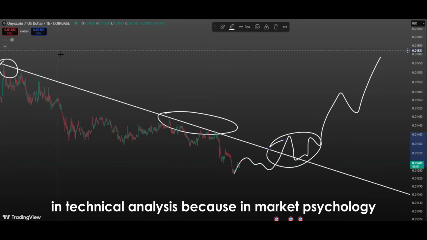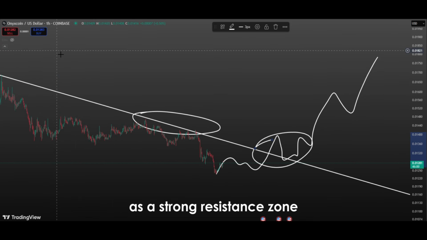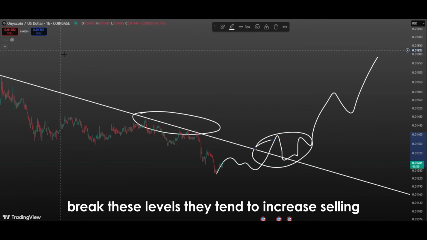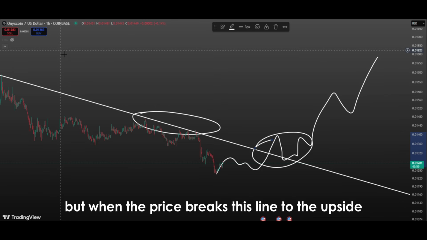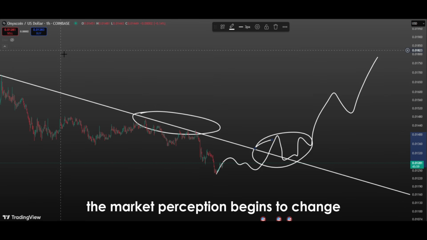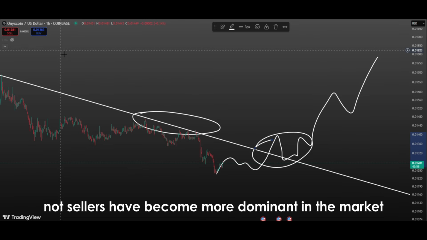in market psychology, the downtrend line is considered by many investors as a strong resistance zone. When investors see that the price cannot break these levels, they tend to increase selling, but when the price breaks this line to the upside with strong volume, the market perception begins to change. At this point, it is thought that buyers, not sellers, have become more dominant in the market.